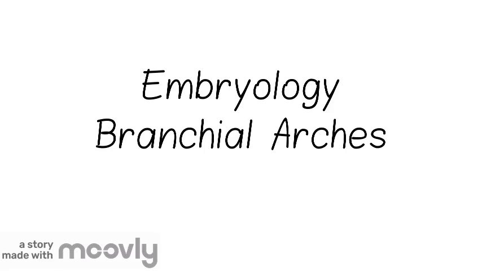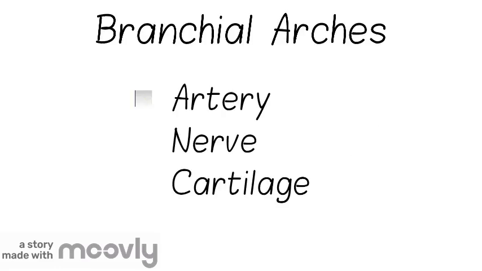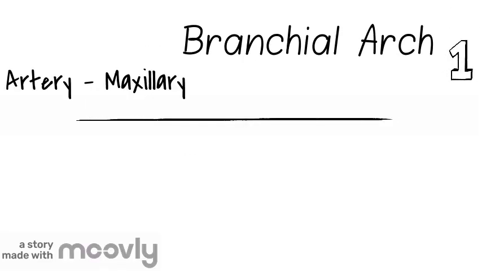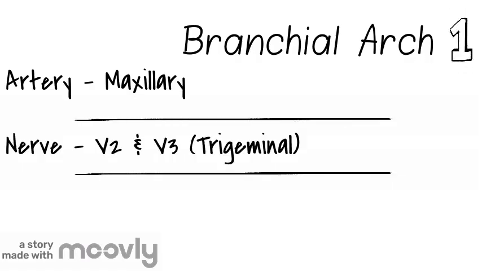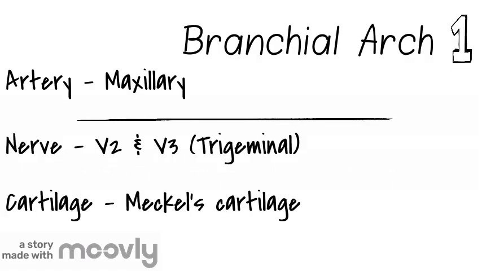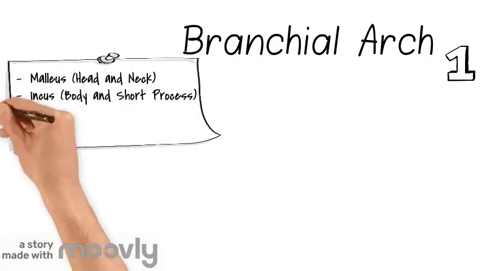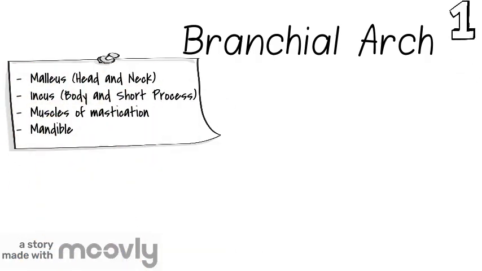This is the second part of the tutorial on branchial arches. Each branchial arch has a named artery, nerve and cartilage. The first branchial arch is supplied by the maxillary artery, innervated by the trigeminal nerve, and the cartilage is known as the Meckel's cartilage. The malleus head and neck, incus body and short process, anterior malleolar ligament, muscles of mastication and mandible develop from this arch.